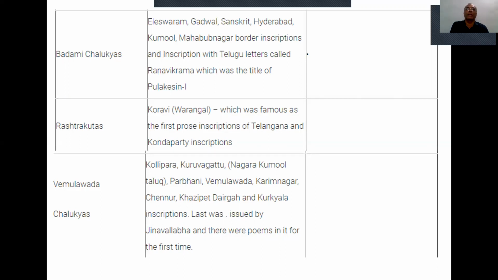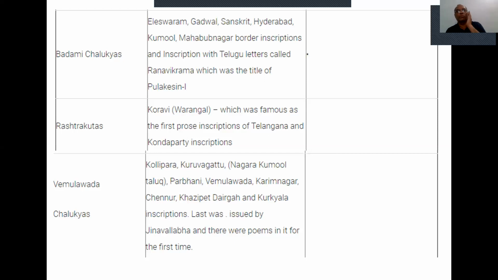As I have told you earlier, we can construct the social, political, and cultural history based on these inscriptions. And after Rashtrakutas, we have Vemulavada. And for the Vemulavada, we have the Kollipara, Kuruvagattu, Nagar Karnool Taluk, Prabhavi, Vemulavada, Karimnagar, Chennur, Kazipet, Dairaghar, Kurkyala inscriptions, etc. And the last one was issued by Janmala Bhalla, and there were poems in it for the first time.